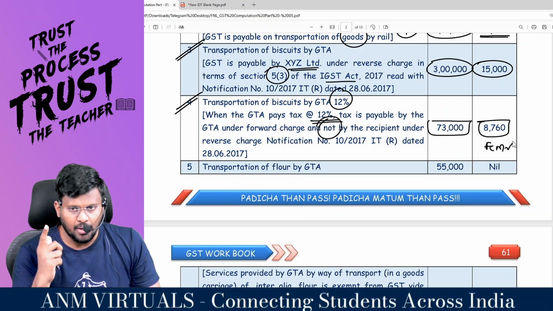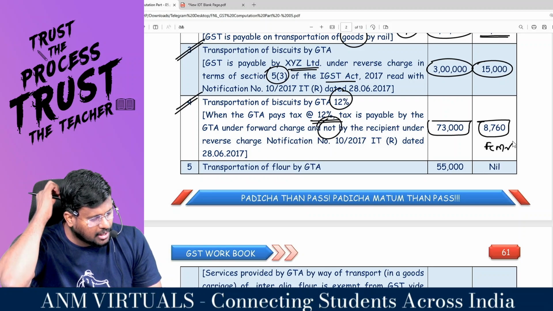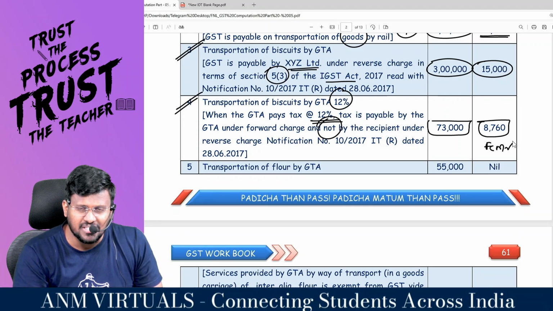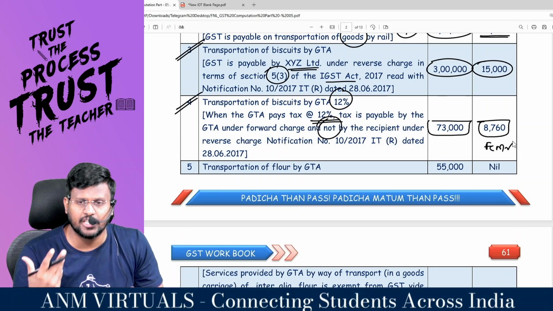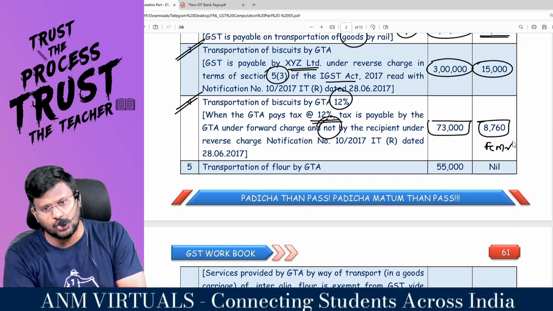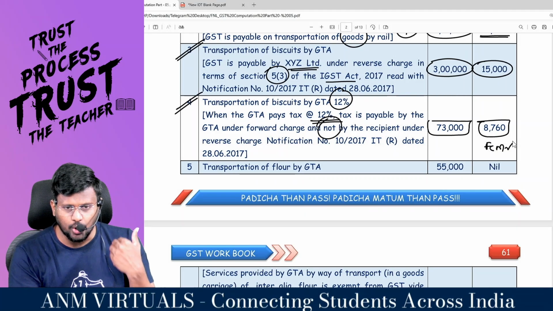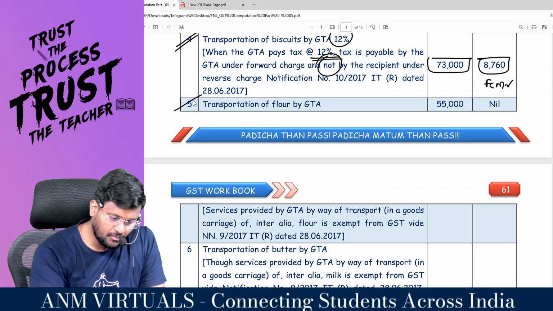Forward charge mechanism. But my dear lovable students, as per the recent amendment, we have already discussed in the class when we did the GTA, 12% doesn't mean that it is always forward charge. Even 5% forward charge is possible. Under forward charge, the GTA can either travel through 12% or 5%, but this is an old question. So we are traveling in the same sense.